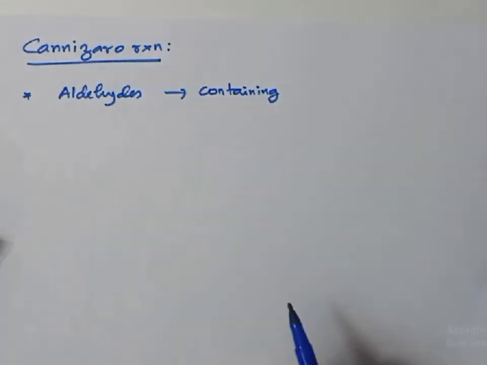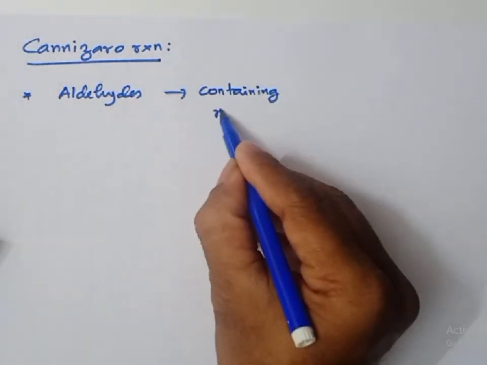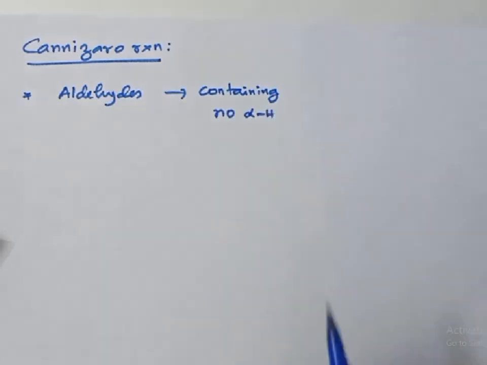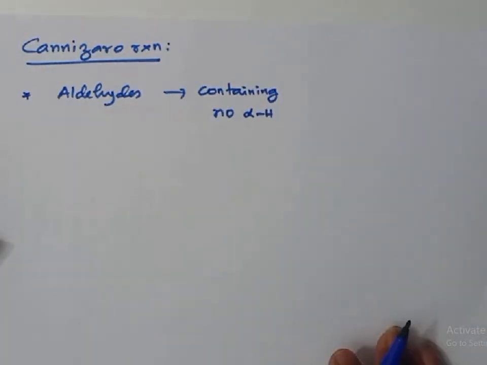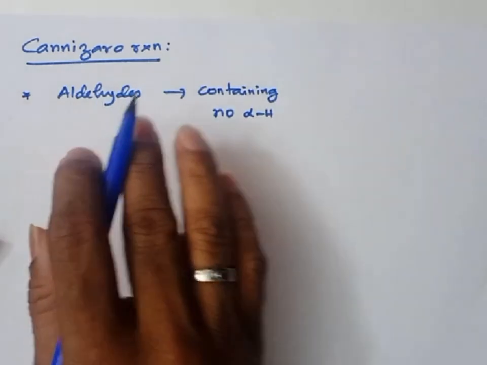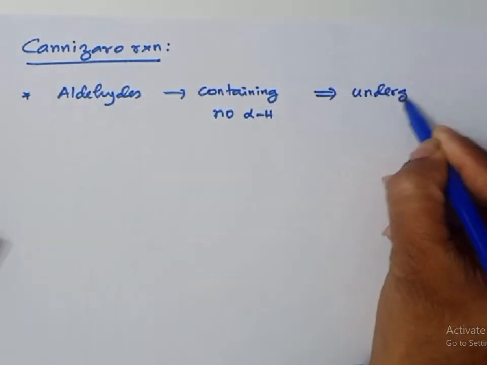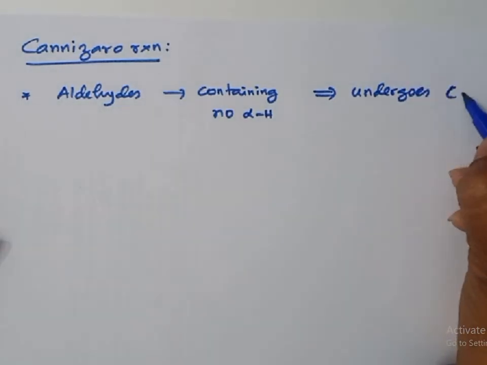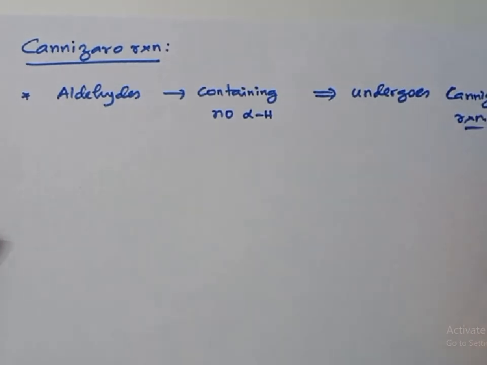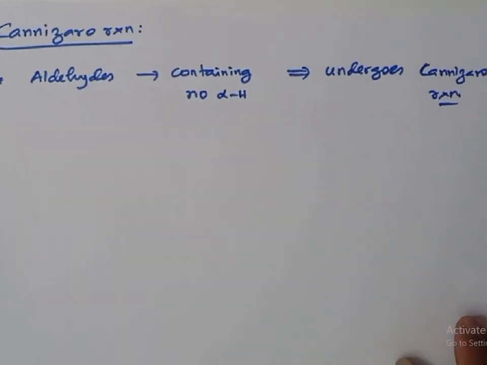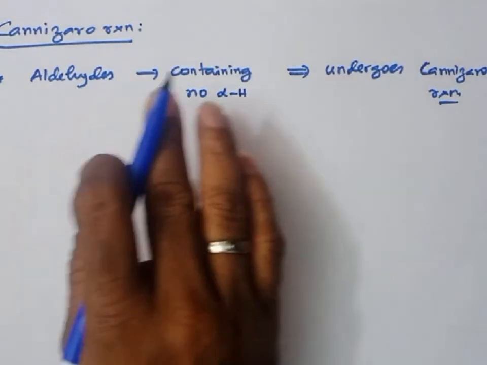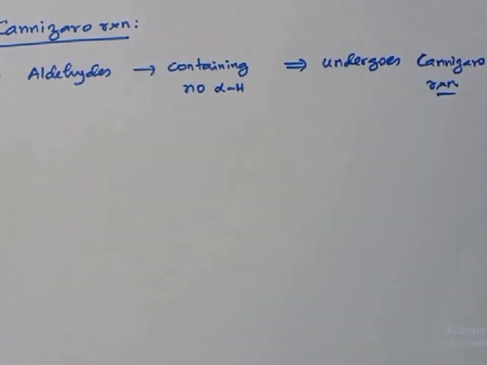I am using the word containing. Containing no alpha hydrogen. There should not be any alpha hydrogen. Aldehydes with no alpha hydrogen undergo Cannizzaro reaction. That's the point. Note down.